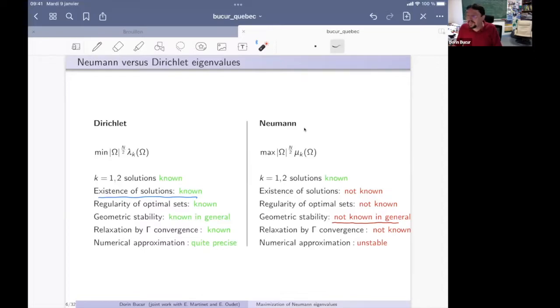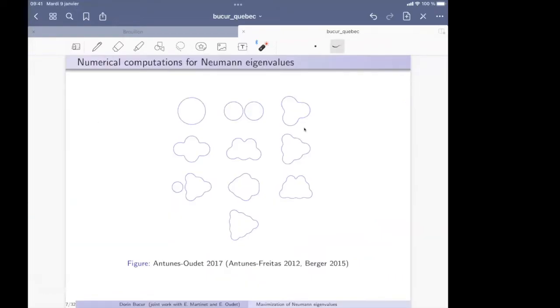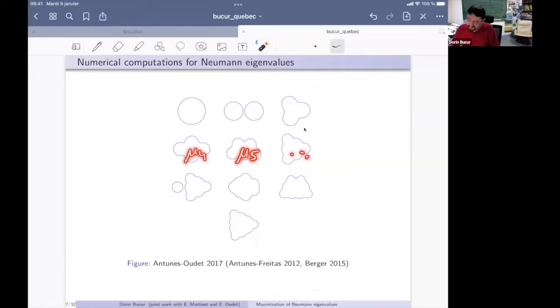So I have in mind at least 3 series of computations. Every time there was something which was not as before, some geometry which was not as before. So here I will show you the latest computations that I know. These are due to Antunes and Oudet in the book edited by Antoine Henrot in 2017. And you have the maximizers for mu k. Here is mu1, and as expected, it's a ball. The maximizer for mu2, as expected, is a union of 2 balls. So these are numerical approximations. And here you have optimal sets for mu3, mu4, mu5, and so on, up to mu10.